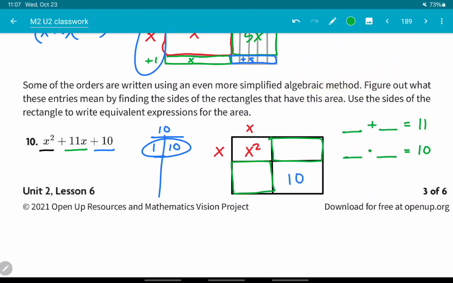So I could have 10 here and 1 here. So this would be, I could have 10 x's here and 1 x here. This would be a plus 10. This would be a plus 1. And then 10 plus 1 gets me 11. 10 times 1 gets me 10. So my expression for the area could be x plus 10 times x plus 1.